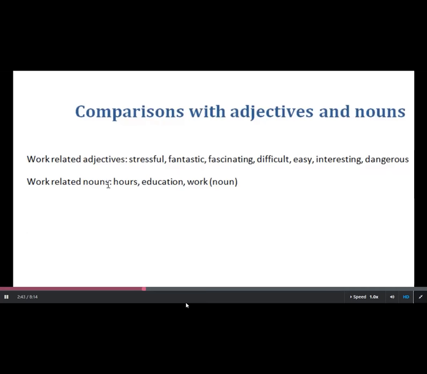And we also want to consider work-related nouns. So what are nouns? They're just people, places, or things, right? So in this case, when we think about jobs, we want to think about things like hours, how many hours you work, education, how much education you have, work, does your job consist of doing a lot of work, right? And these are the kind of things that we want to keep in mind in order for us to make these comparisons.